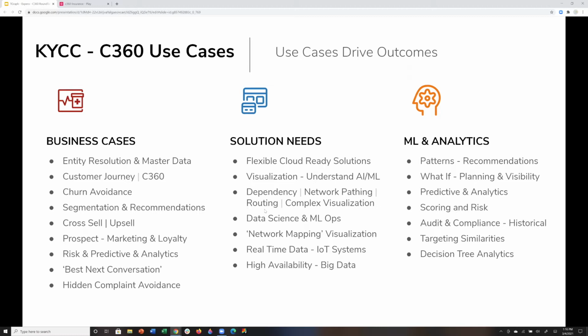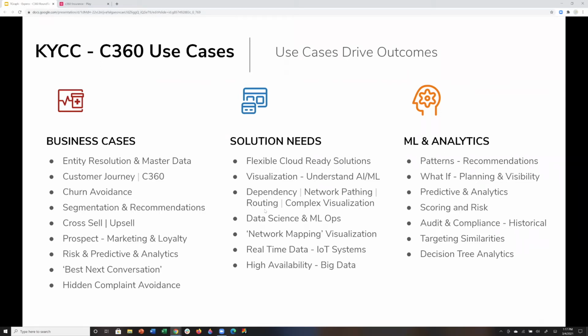So what are the solution needs that drive these business cases? We need to be flexible in the cloud. That just makes everything more connected, more agile, and more scalable, quite frankly. We need to be able to visualize it. We need to have understandable, explainable AI. We need to understand the dependencies of the networking, and we also need to ensure we have the right data science foundations and the right machine learning operations. Graham's going to talk more about that shortly. We need to map the networks that they participate in. We need to have real-time data from IoT systems. And then obviously everything has to be available continuously.